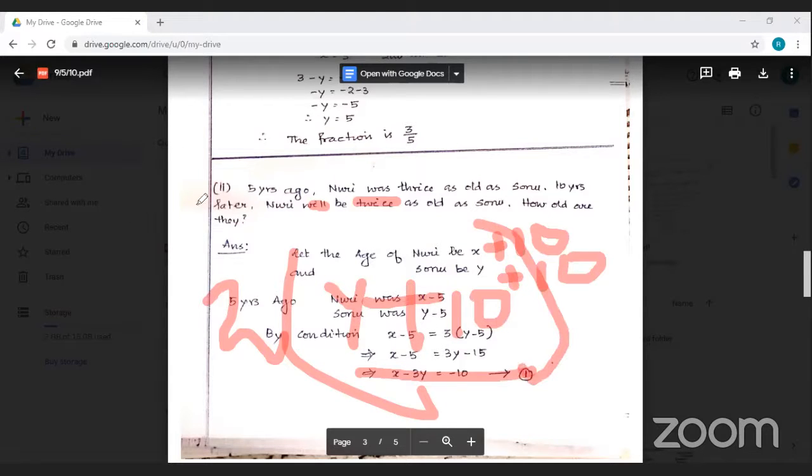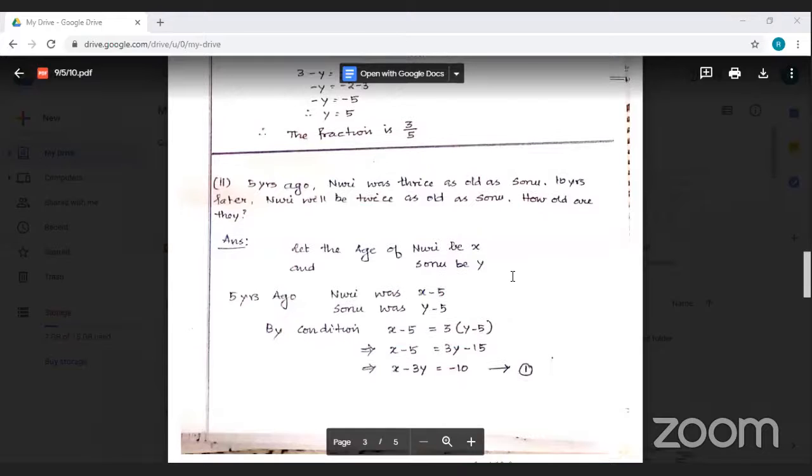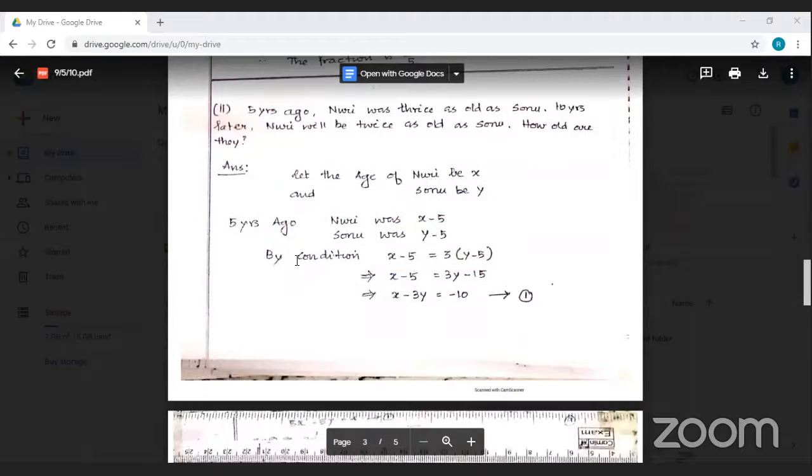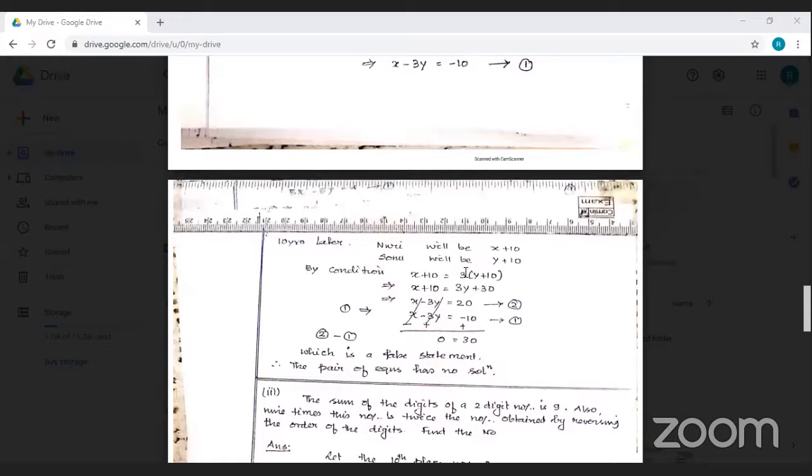x plus 10 is equal to twice y plus 10. Any doubt? No doubt, sir. Okay. You see here. 10 years later, now to be x plus 10, y plus 10. Therefore, 3 times.